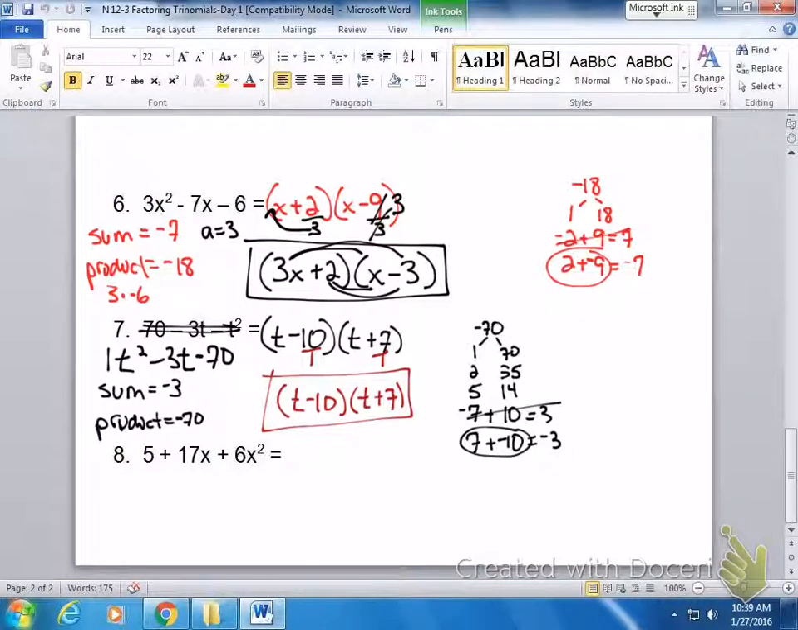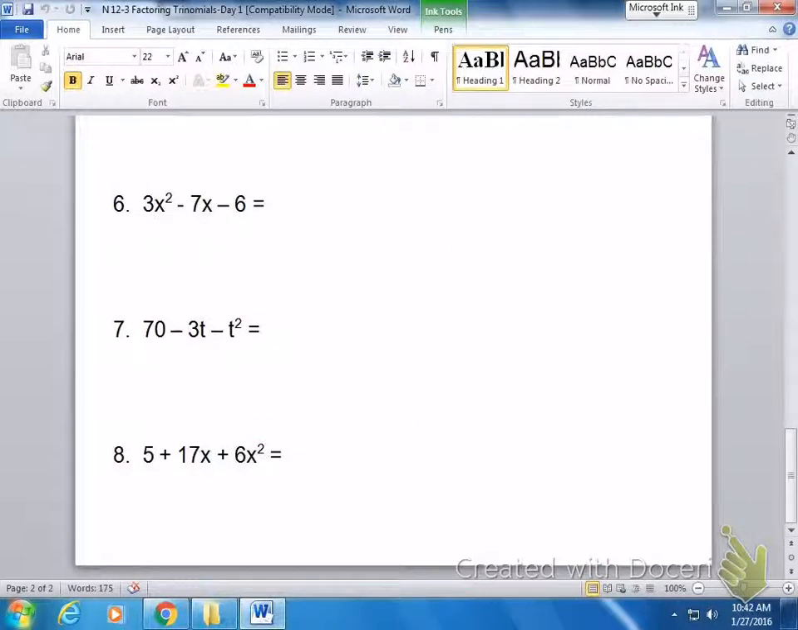Okay, I'm going to erase a few things up here, so if you need to get anything off, go ahead and pause and rewind. Number 8 is probably the hardest one today. It's not too bad, though. Now, first, it's not written in the right order. I need to write it with my 6x squared plus 17x plus 5. Okay? Now, I need to go ahead and break open my parentheses.